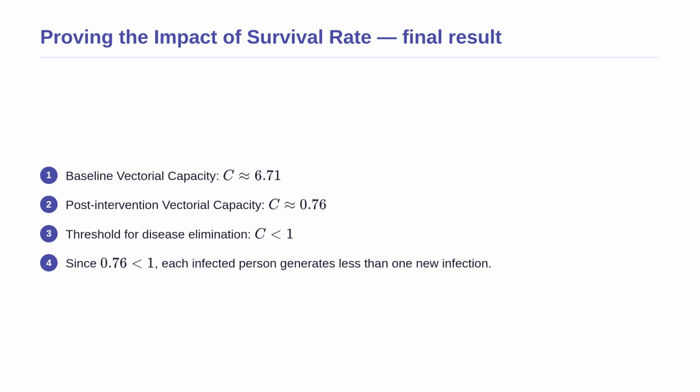Because our new value of 0.76 is less than 1, the disease will eventually die out. Why? Because each infected person is now generating less than 1 new infection on average. The chain of transmission is broken. This mathematical proof explains exactly why targeting adult mosquito survival with insecticides is the most powerful way to stop a malaria outbreak, far more effective than just reducing mosquito density.